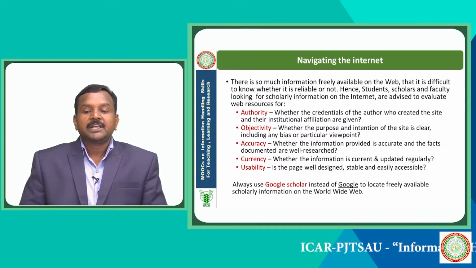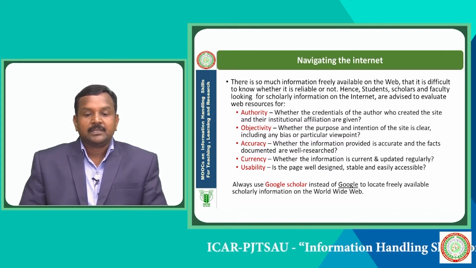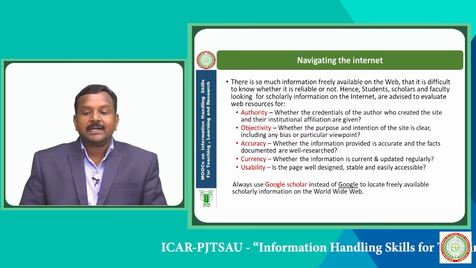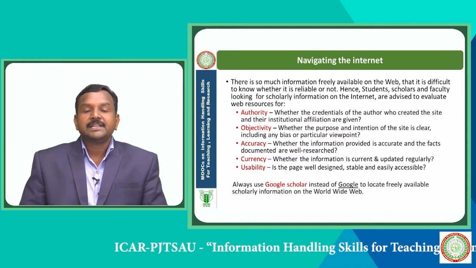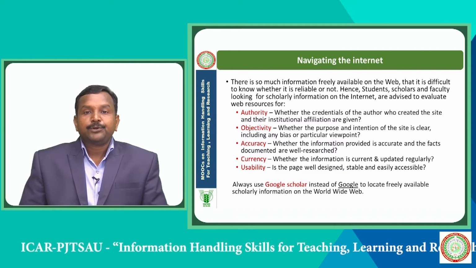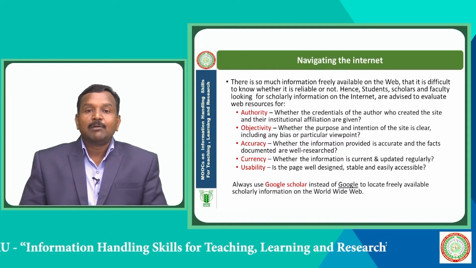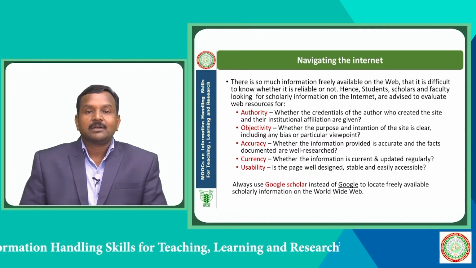currency, whether the information is current and updated regularly; usability, whether the page is well designed, stable, and easily accessible. To get all these, we should use Google Scholar instead of Google to get reliable and precise information on the internet.